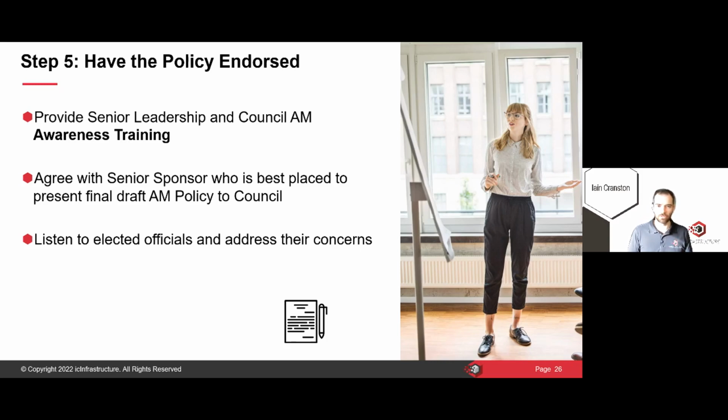Listen to the elected officials. Understand what their concerns are and what questions they've got, through that awareness training and through the policy endorsement process. They'll start to build up their understanding of asset management as well. Help them understand what this is all about and the steps that are going to happen next, and use that as a way to address some of the concerns they might have, to get them fully supportive of what you're doing as an organization.